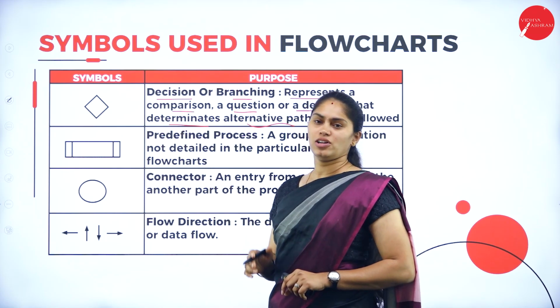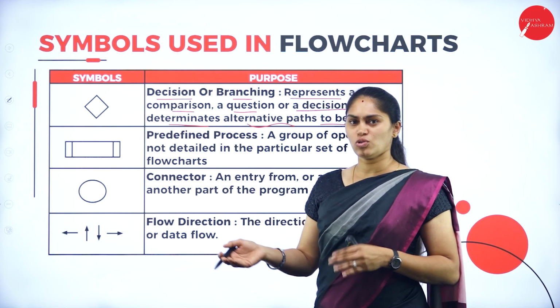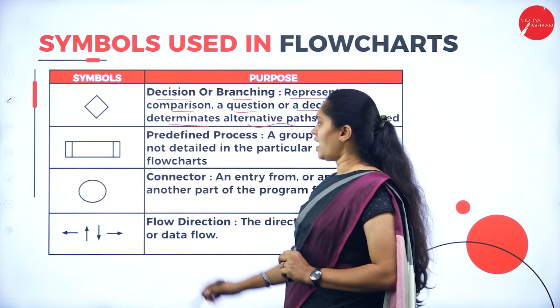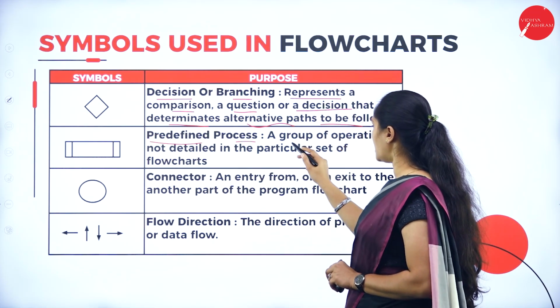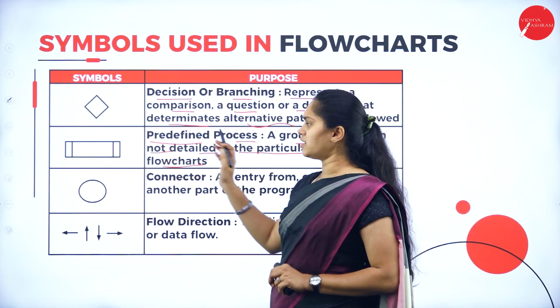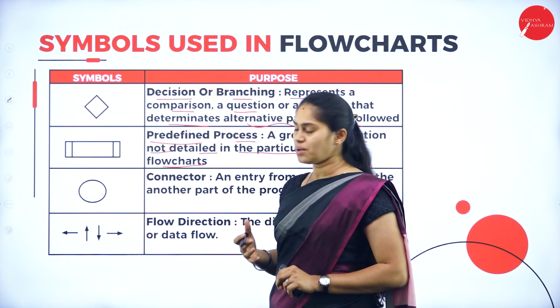So here, in order to represent the alternative path, whether true or false, we have this rhombus. And next we have a predefined process, a group of operations not detailed in the particular set of the flowchart. So this will act as a sub-program.